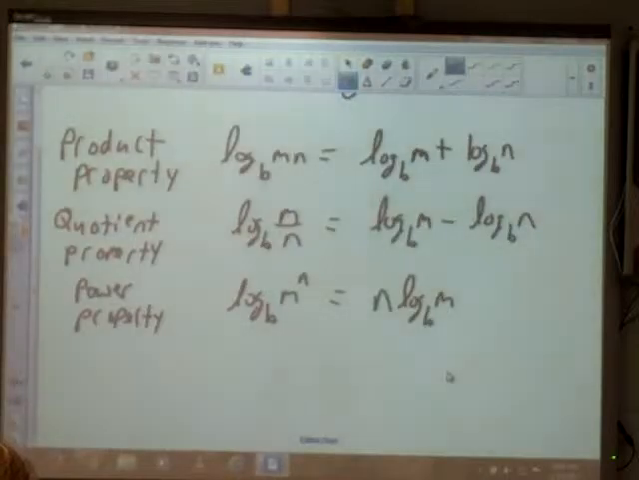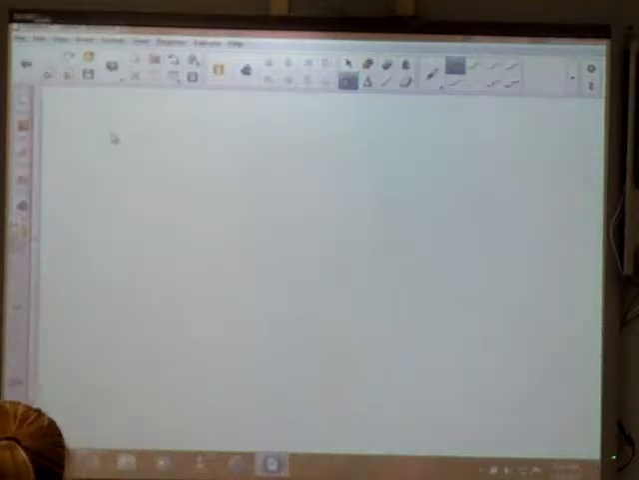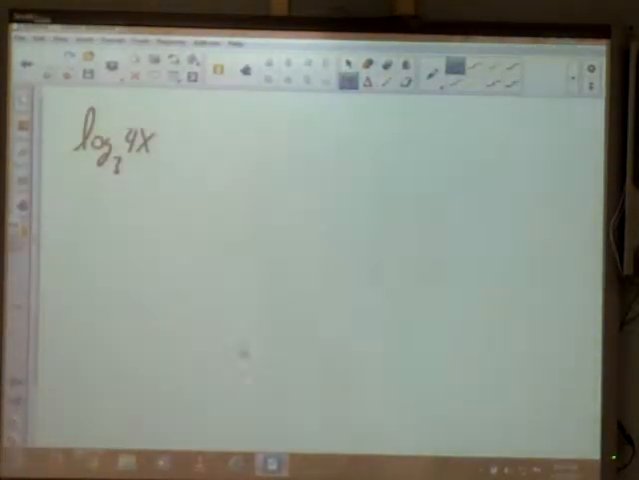Thank goodness. All right, let's use some of those now and see how this is all going to float. Find where I was. There we go. Alright, I've got log base 3 of 4x. Our directions on this say expand the logarithmic expression.